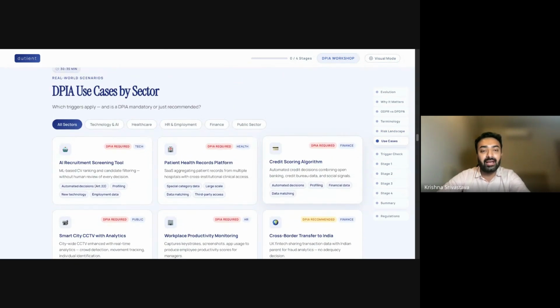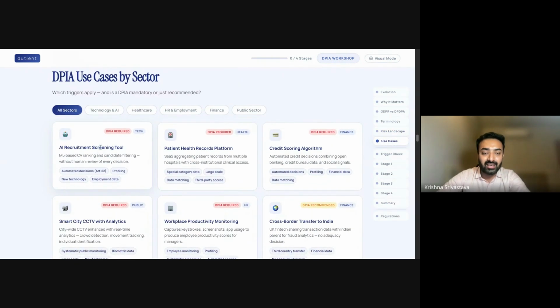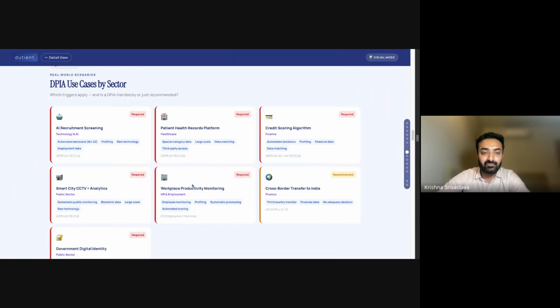Now, these are some DPIA use cases by sector as well. So this is the first one that we spoke about. I'll go to the visual mode. Yeah. So some real world scenarios: an AI recruitment screening platform. So there's an AI agent or an AI system or a platform that looks at personal data usage and automatically removes or rejects individuals that don't meet a specific criteria. So this is automated execution.